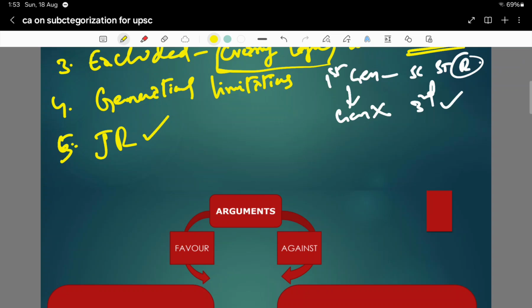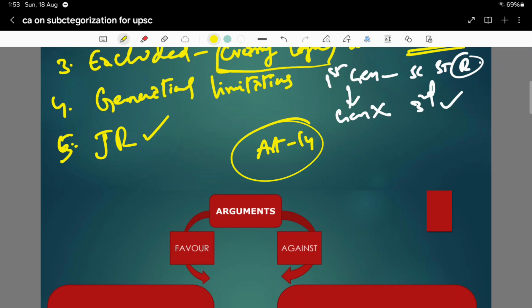And hence we can say that the court's rationale is rooted in the idea that some groups within SCs and STs are more disadvantaged than others among themselves. And this disparity needs to be addressed under Article 14 of the Indian Constitution to create tailored reservation policies for better upliftment of the marginalized groups within the community itself.